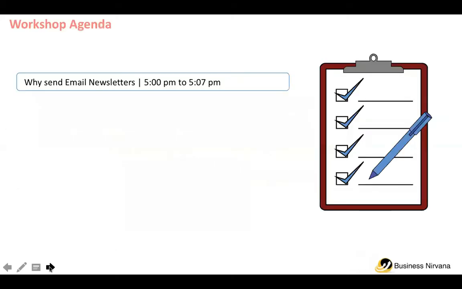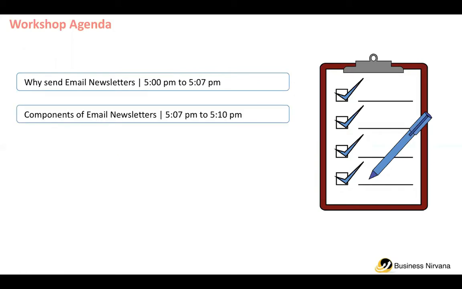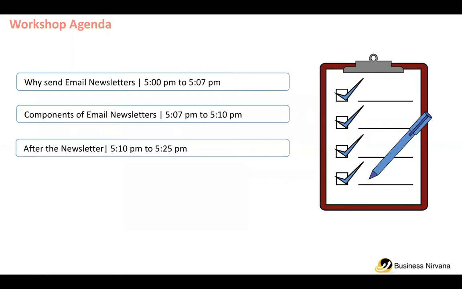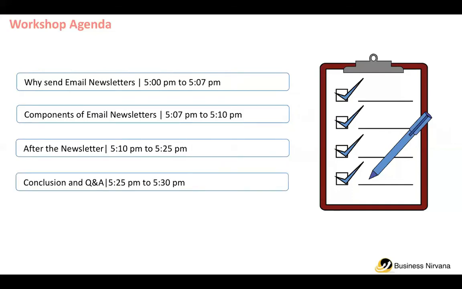So let's look at what we're going to cover. We'll look at why should we even bother sending email newsletters? That's probably the main question. We'll look at the components of email newsletters. You know, what should email newsletters have? And this is probably the big part, right? The marketing part. How do we connect email newsletters to revenue? Okay. That's the after the newsletter. What happens after the newsletter is sent off? And then we'll just do a conclusion and a Q&A. So I'm happy to take some questions at that time.